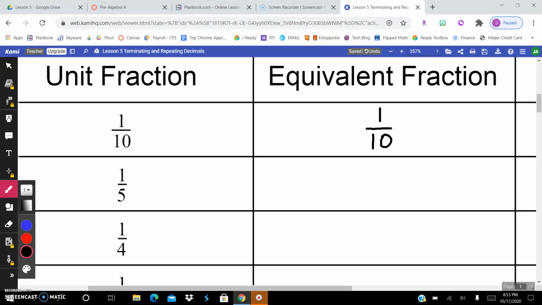Now 5 goes into 10. So how do I get from 5 to 10? Well, I times by 2. And if I times the bottom number by 2, I have to do that same thing to the top number. So 1 times 2 is 2. Then I have 1/4. 4 does not go into 10 evenly, but it does go into 100. So I'm going to make the denominator 100 here. And 4 times 25 is 100. And if I times the bottom by 25, I have to times the top by 25. So 1 times 25 is 25.